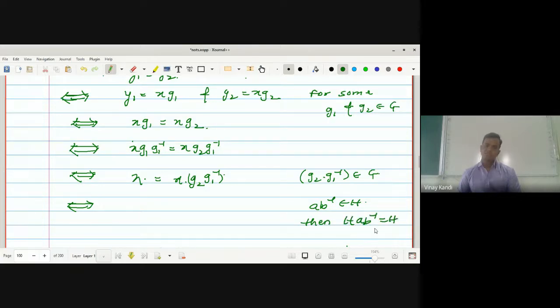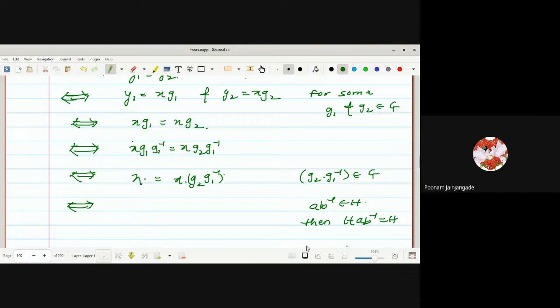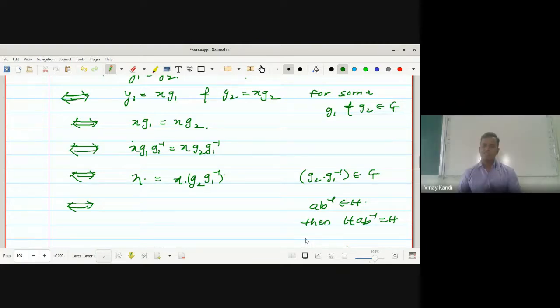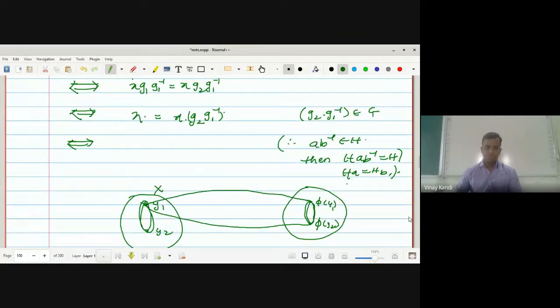Is it correct? Sir. If A belongs to H, then HA is equal to H. If AB inverse belongs to H, that means HAB inverse is equal to H. That means HA is equal to HB. Okay, post multiplying by B on both sides. इथे काय येईल मग?